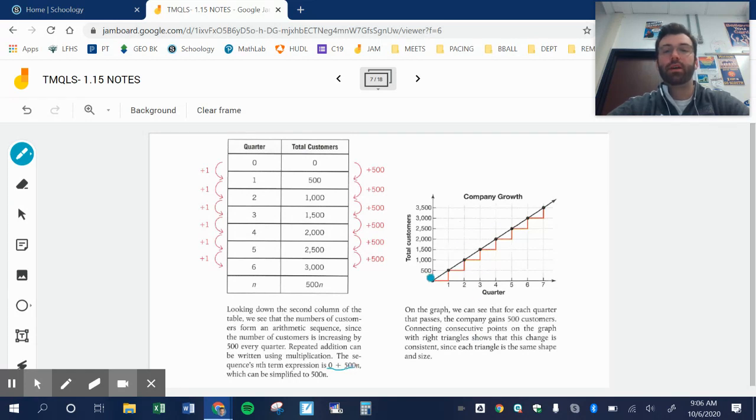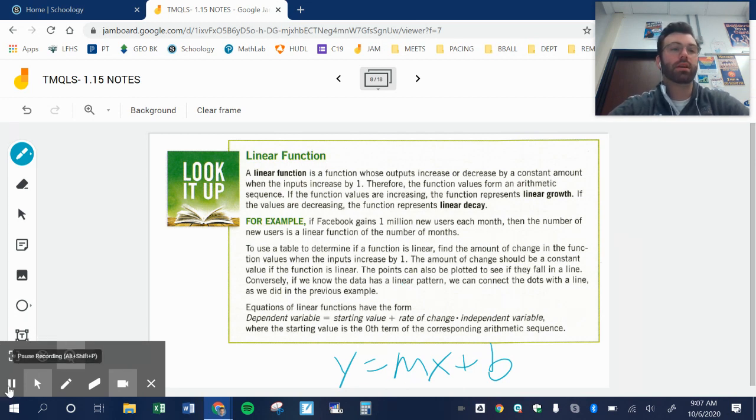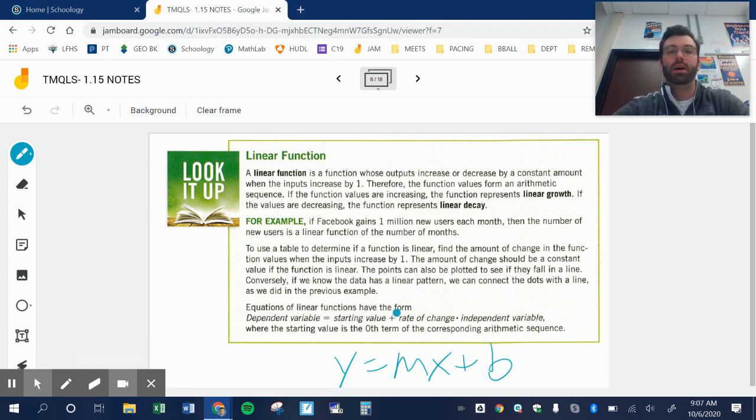On the graph, we can see that our graph is increasing at a constant rate. So, linear function, we all are aware of what a linear function is. Linear functions are this, ladies and gentlemen: y equals mx plus b. Now, obviously, we may not have these actual letters in our equations from here on out, but that's what they mean. It all means the same thing.